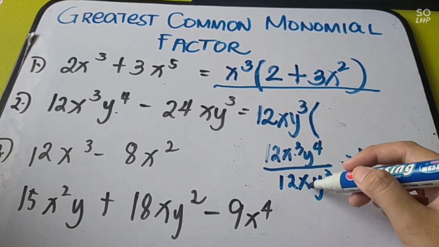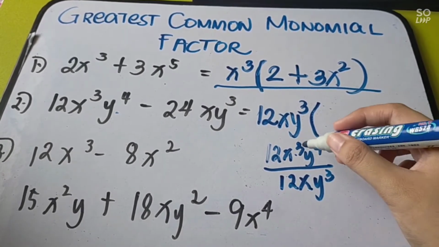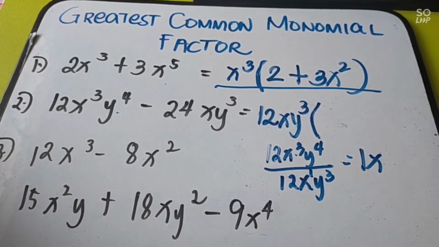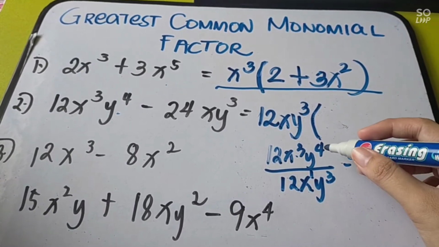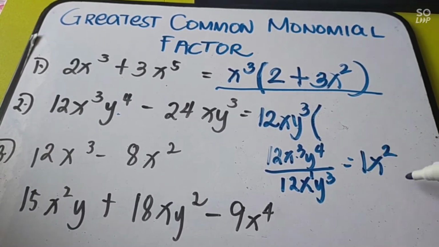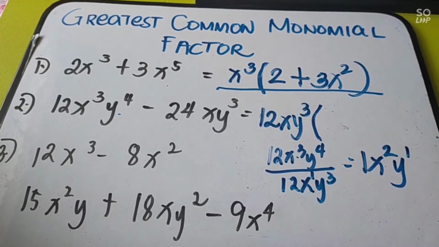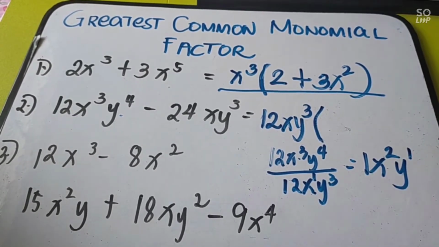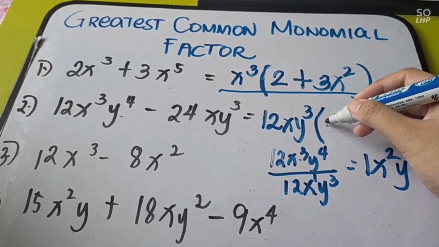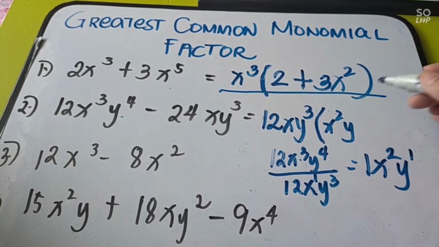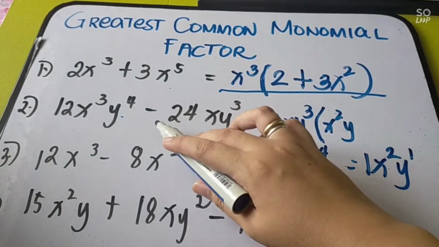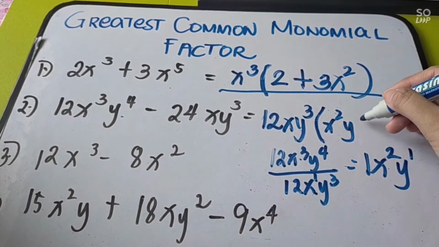Next, x cubed divided by x, right here x, then 2 minus 1. Invisible na 1, that is 2. Next, y raised to 4 divided by y cubed, we have here y raised to 1. Yung mga 1 na yan, pwedeng invisible na lang yan. So, kaya, magiging sagot mo dito is x squared y. That clear?